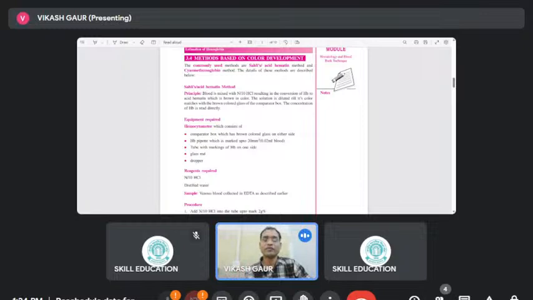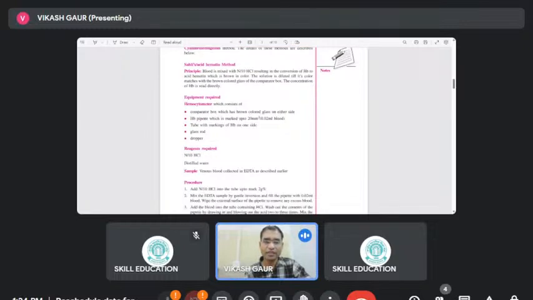So what we do in this test, we mix the blood sample and N/10 HCl in a given container, and later on we add some distilled water up to the mark, when the comparator box and test box, both colors, are reaching equal.